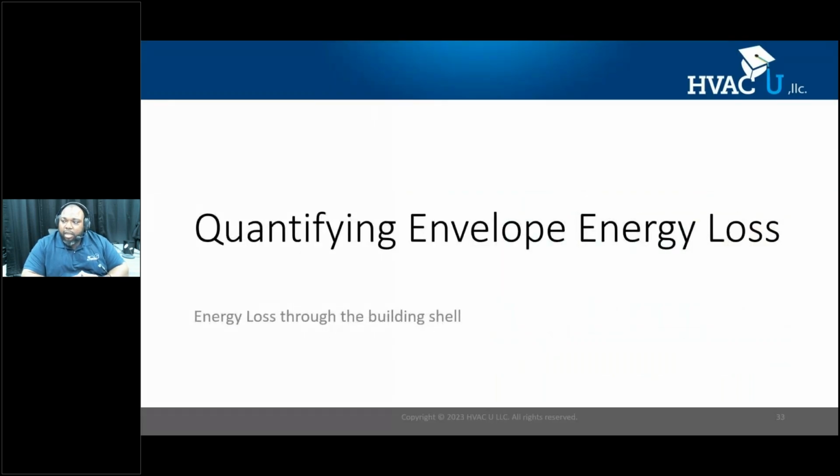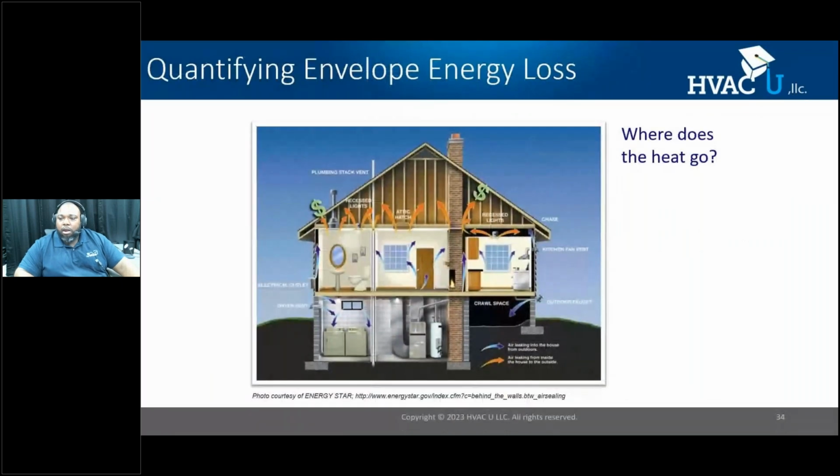All right, so now we're going to quantify the envelope energy loss. All right, so where does your heat go? This is a typical picture of a house here. And as you see these red arrows here? This is a popular picture. You may have seen it before, and it's from Energy Star. And it basically just outlines where your heat energy is going. And in this situation, we're looking specifically at air leakage. So on this air leakage, see these red arrows here?